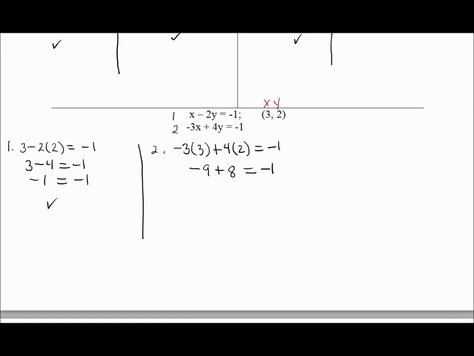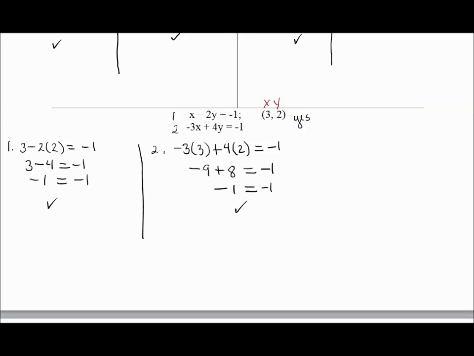Well, negative 9 plus 8 is negative 1, so this checks out as well. So since it worked in both equations, that lets me know that this ordered pair (3, 2) is a solution. So I'm going to say yes.